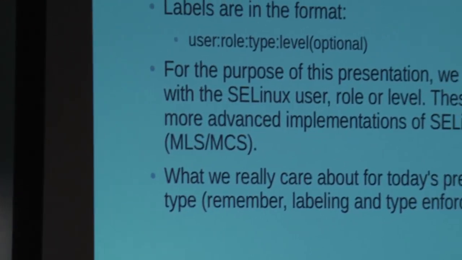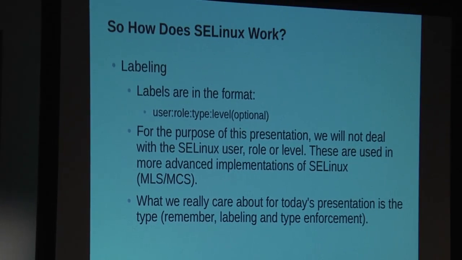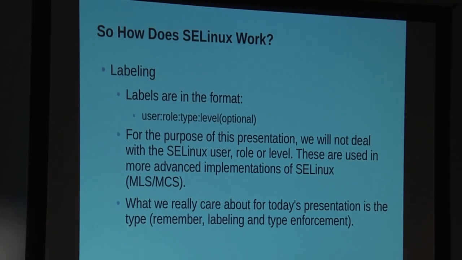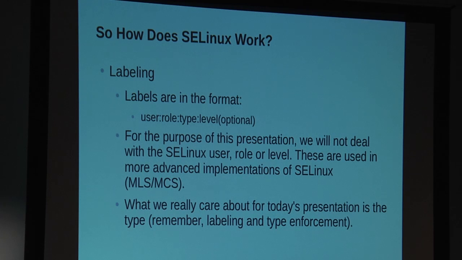And the labels are in the format of the SELinux user, the SELinux role, and the SELinux type, followed by the level of security, which is optional. Again, that's generally going to be used in MLS environments. For the purpose of this presentation, we really don't care about the SELinux user or role. What we really care about is the type. Remember that we're talking about type enforcement and labeling.